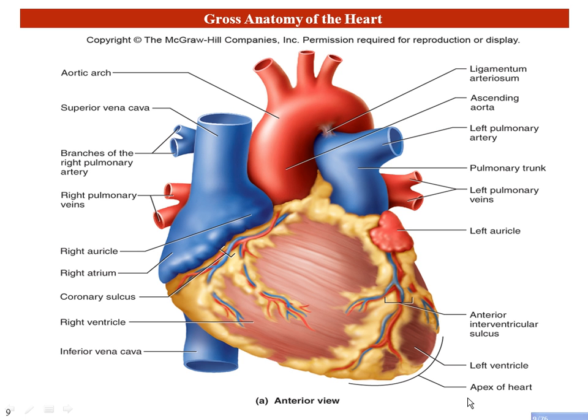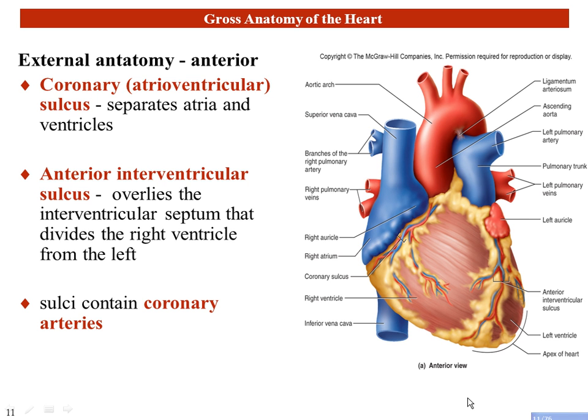Now, if you go back to the atria, the atria are covered with two ear-like flaps, and those are referred to as auricles. You have the right auricle, covering the right atrium, and the left auricle, covering the left atrium. So the term auricle is just ear-like flaps associated with the atria.